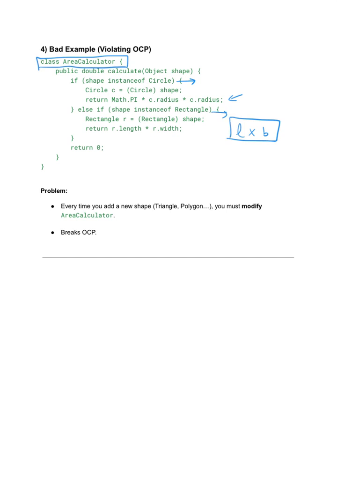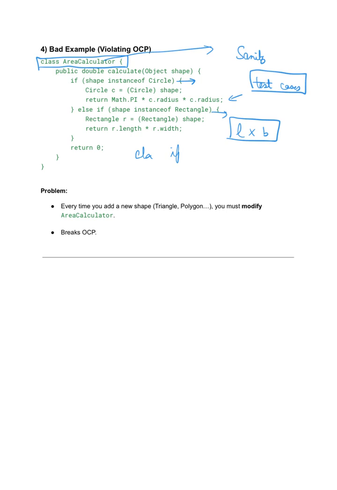The problem with this code, friends, is if you are adding a new shape, you need to add another else if, then another else if. That means you keep on breaking this area calculator class. What will be the impact of this? You need to do sanity again, you need to do regression. Also, if you have written test cases for this class, you need to modify those test cases again and again. So this is breaking the open close principle.